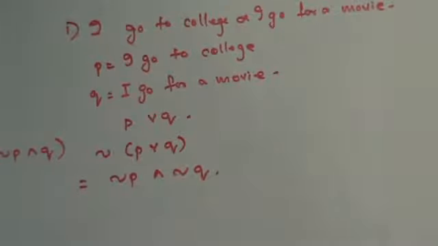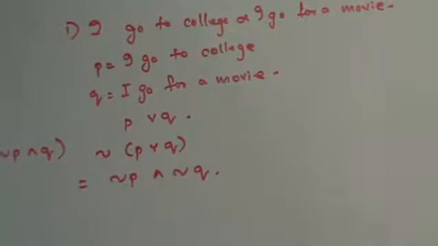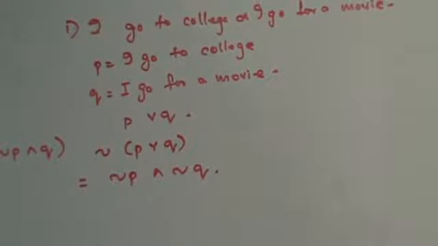So statement wise, I do not go to college, and I do not go for a movie. So write the answer. The answer for this will be: I do not go to college, and I do not go for a movie.